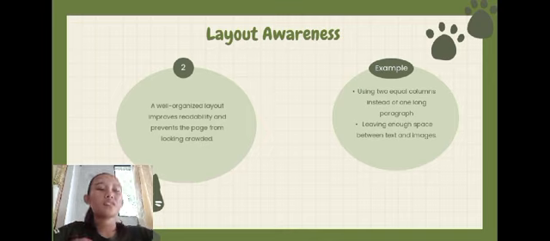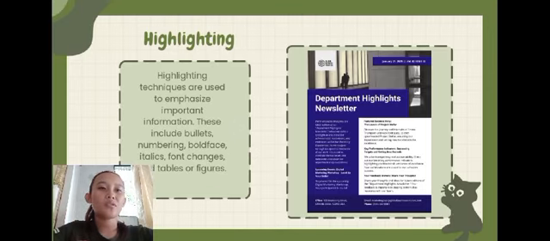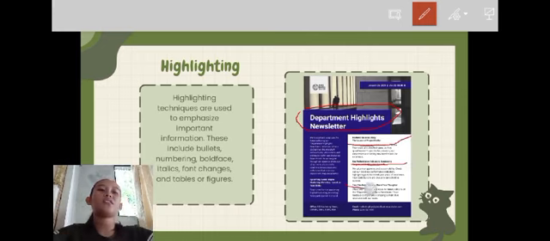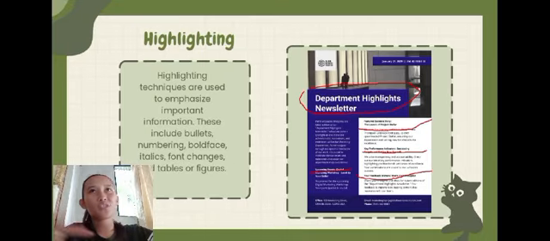Now, moving on, number nine, highlighting. Highlighting techniques are used to emphasize important information. These include bullets, numbering, boldface, italics, font changes, and tables or figures. Highlighting is a very familiar word to us as students because we often use this on our notes, or when using it online. We highlight important words, phrases, and ideas to remember, to spot, or to review.